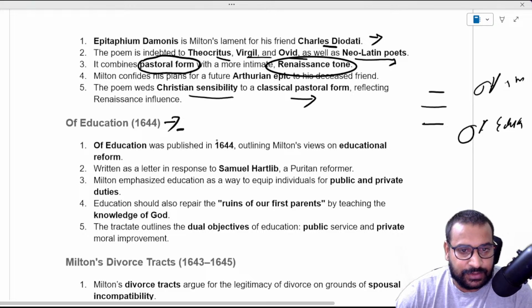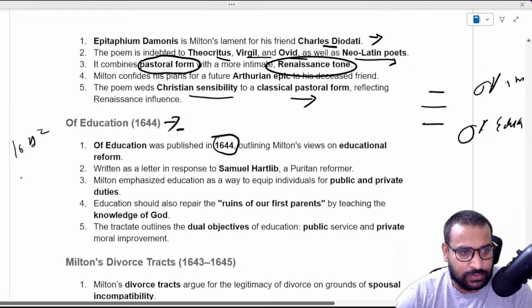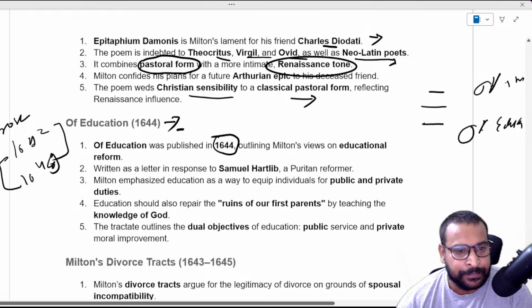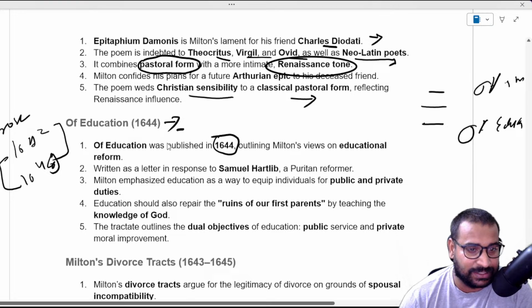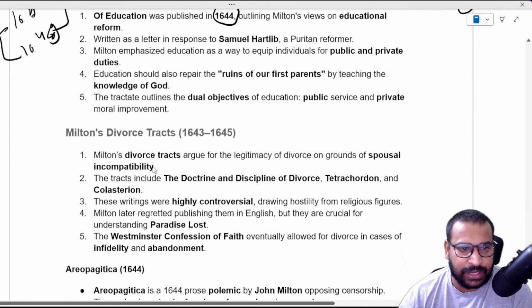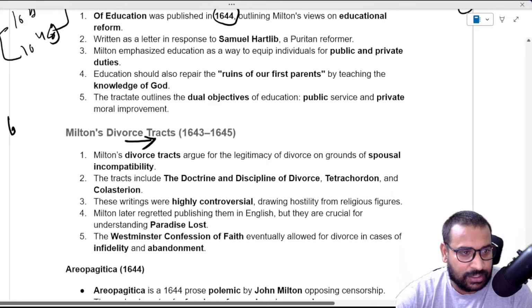So anyway, remember the date 1645. As I told you, the period from 1642 to 1648 or 49, this middle period is dominated by prose. So you have to remember the correct chronological order of Milton's works. Anyway, Milton's other tracts are about divorce. As I told you, he got married in 1643, then the girl left, and he wrote in reaction about divorce.